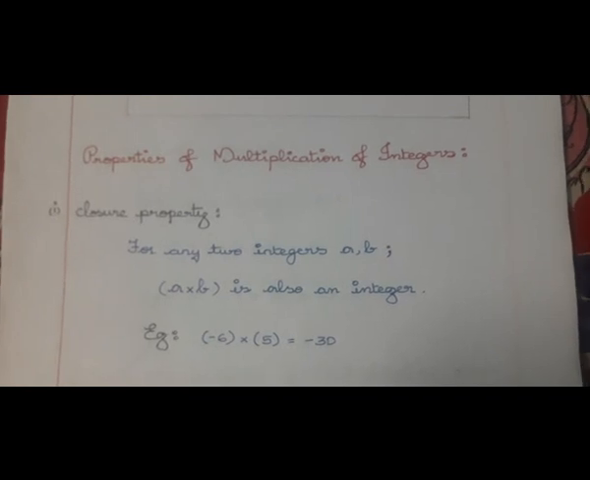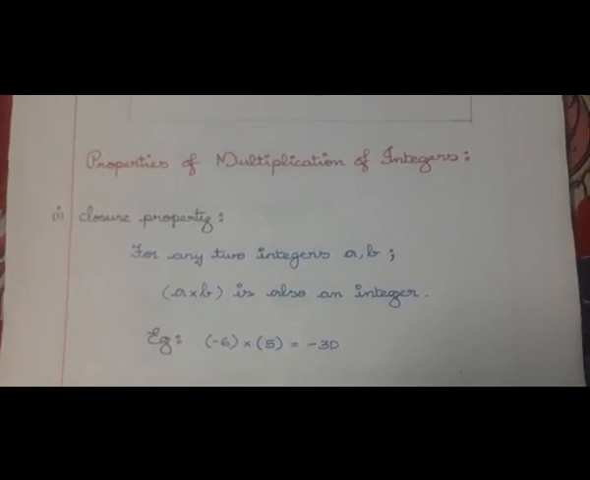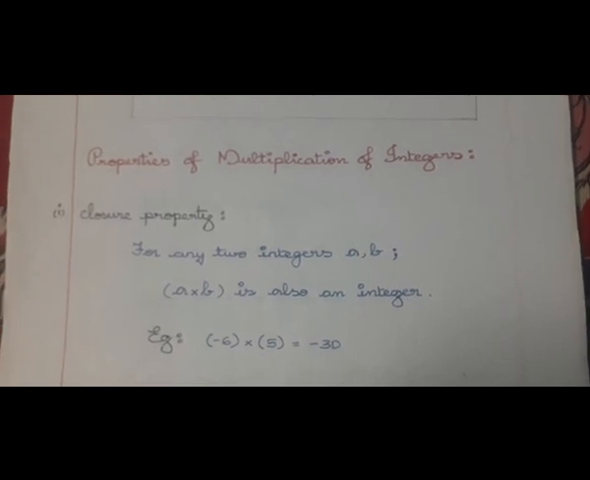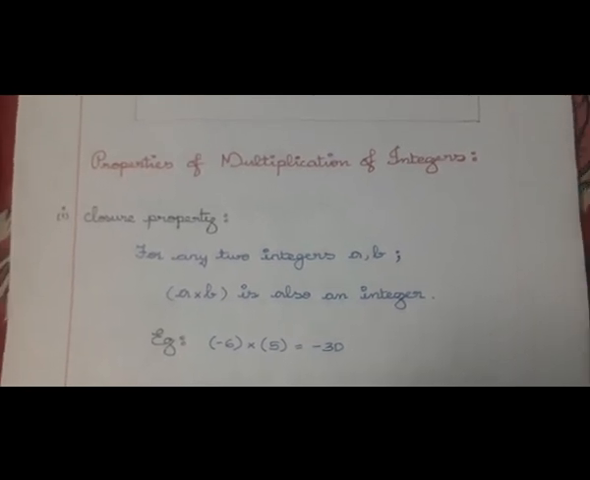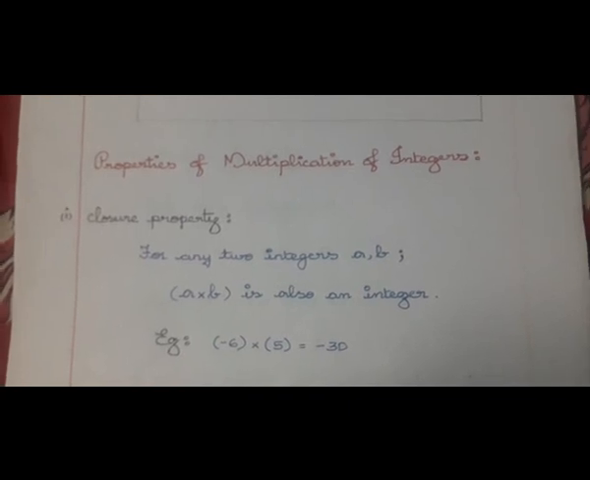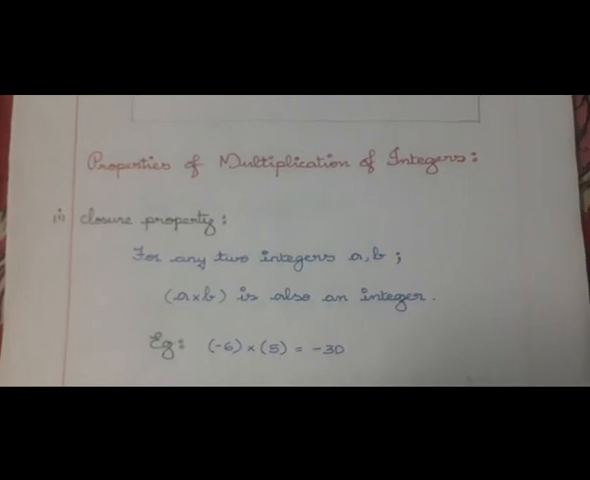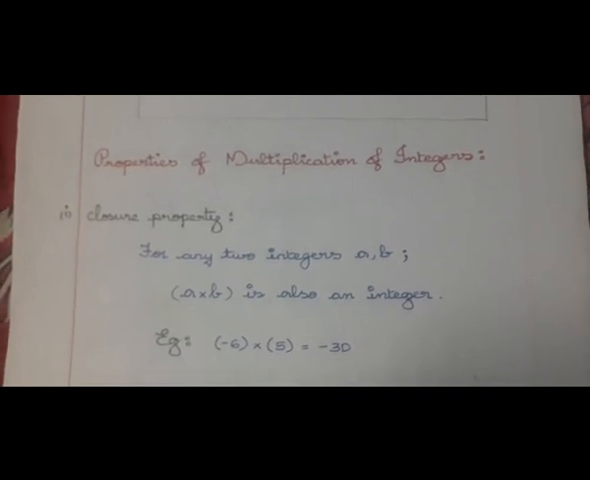When you take the product of two integers, we get the solution as -30, which is nothing but again an integer. Thus, the product of any two integers is always an integer. Therefore, the closure property holds for integers.